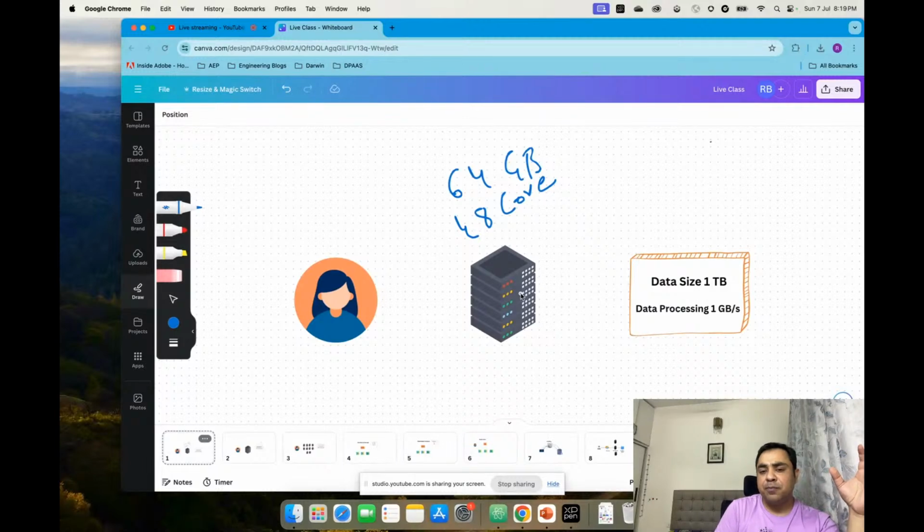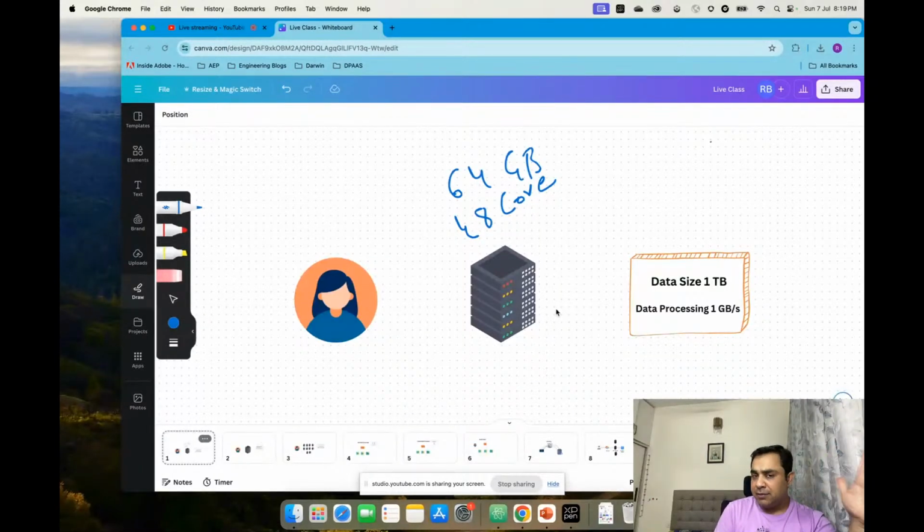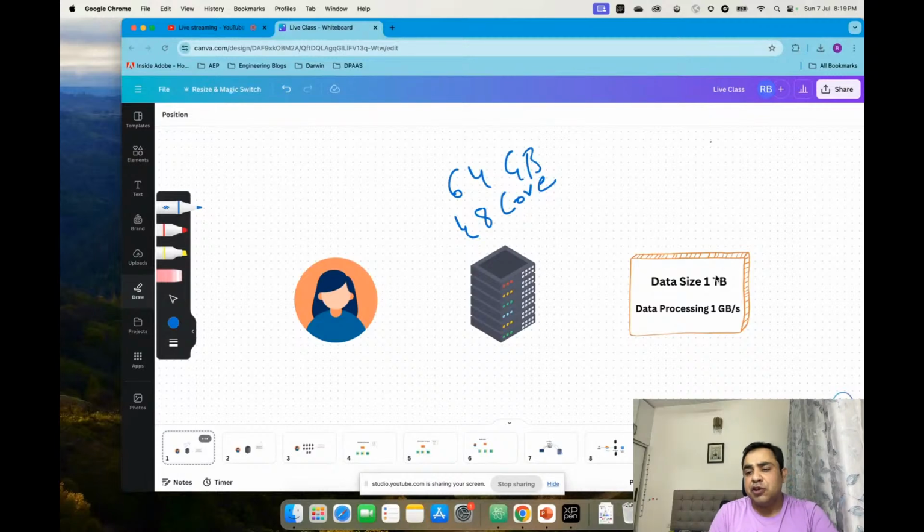And you have to process that information and come up with the stats on how many tweets people were talking about cricket, or players, and anything related to that. We are not talking about the logic of how you're going to do it. We are talking about this machine configuration. You have the data, and the data processing speed is 1 gigabyte per second.